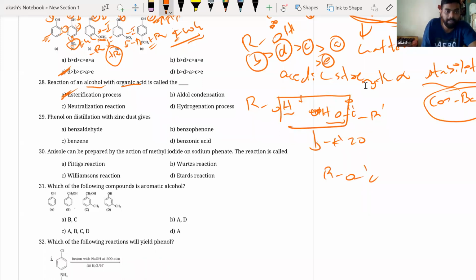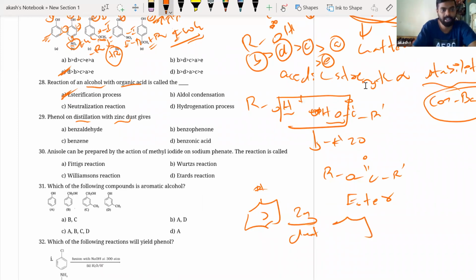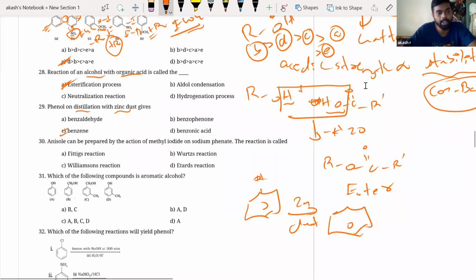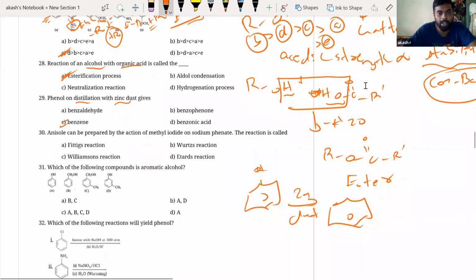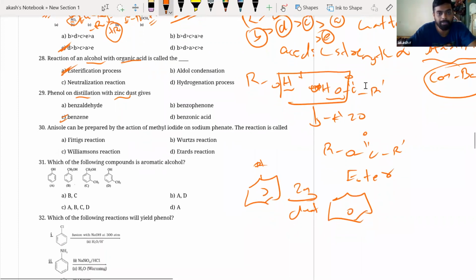Next, phenol on distillation with zinc dust. I know what is going to happen. Benzene is going to form. I have your phenol with your zinc dust, and I'm going to convert this into benzene. That's the answer.